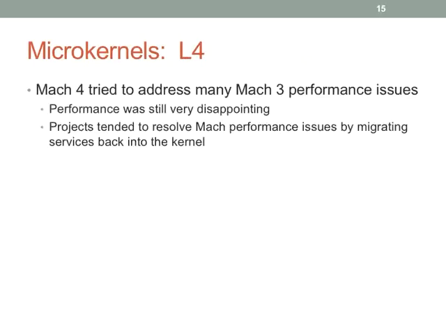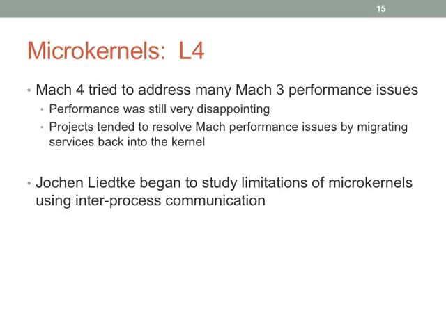Mach 4 tried to fix some of these things. You'll notice the last point here. How did people try to solve the performance issues they ran into on Mach 4? By undoing the microkernelness of the microkernel. We're going to start moving stuff back into the kernel. So we're taking a step back to sort of the monolithic world.